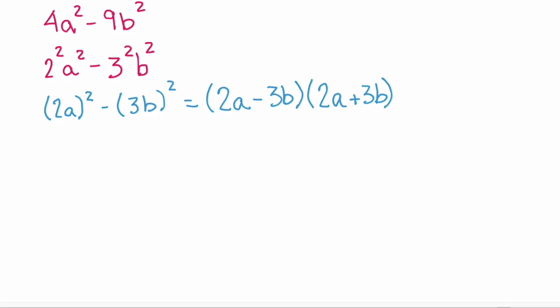And our second factor is 2A plus 3B. I'm confident that I factored this correctly, but let's do a check. And since we have two binomials, we'll check with FOIL.